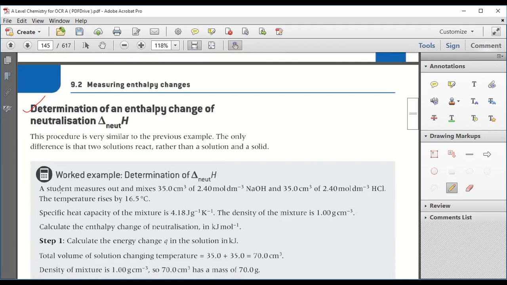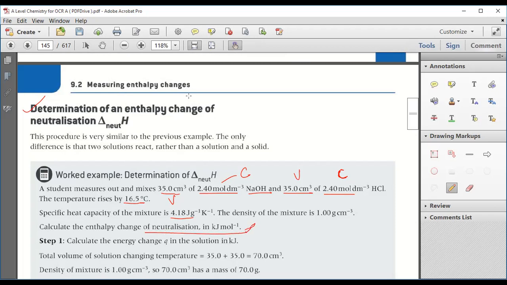A student measures out and mixes 35 centimeter cube of 2.4 mole per decimeter cube of NaOH. So this is the concentration of NaOH and this is the volume of NaOH. And 35 centimeter cube of 2.4 mole per decimeter cube of HCl. This is again concentration. And the temperature rises 16.5 degrees Celsius. The specific heat of water is given as 4.18 kilojoule per Kelvin. The density of water is 1. Calculate the enthalpy change of neutralization in kilojoule per mole.